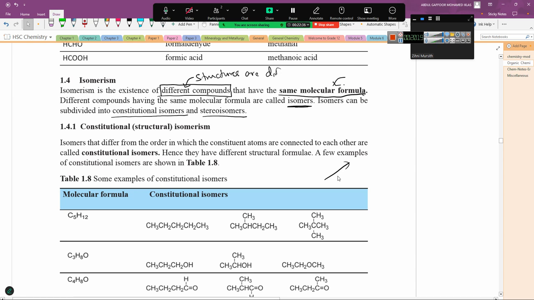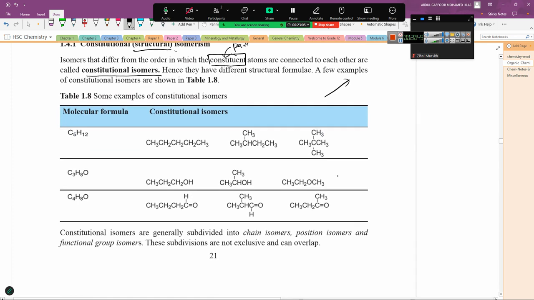Okay. So constitutional means structural, related to the structure or the appearance. Constituent atoms mean the atoms by which the molecule is made up, simply the parts or components. Isomers connected differently to each other are called constitutional isomers, hence they have different structural formulae. A few examples of constitutional isomers are shown below.